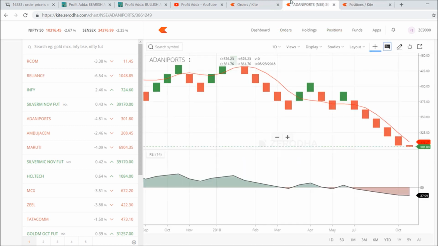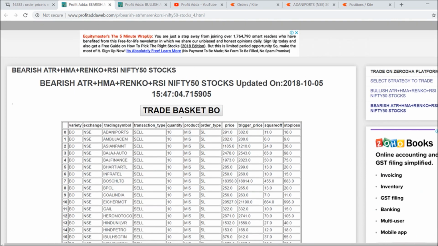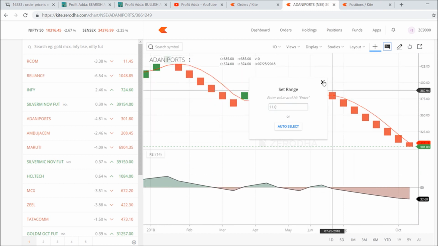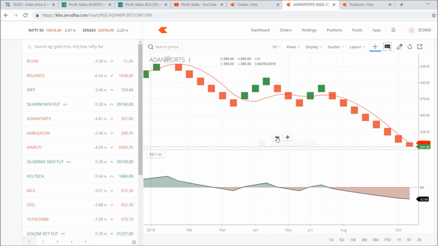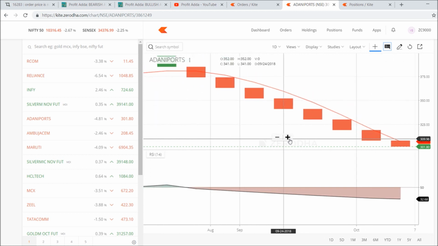So if I say Adani Ports, this ATR value was around 14 rupees, which is auto select. If you go with some ATR value which I have set, according to that level I'm getting, so 11 rupees or something. This is my value of ATR. If I select this, this is how. As you can see, I selected in the morning around 10 o'clock or something, and this is how 11 rupees is getting updated.